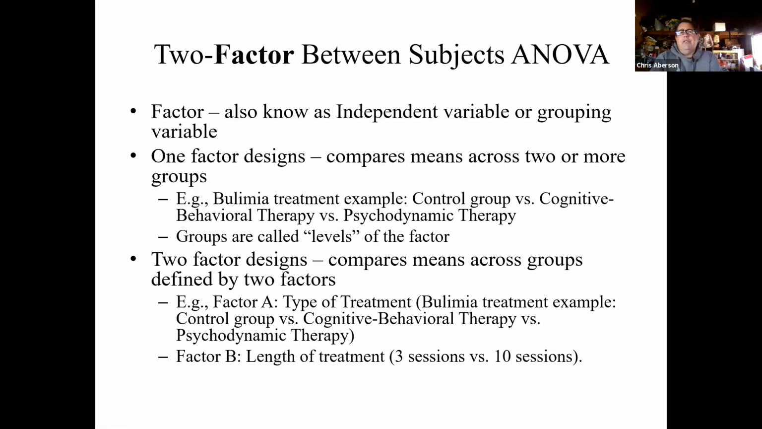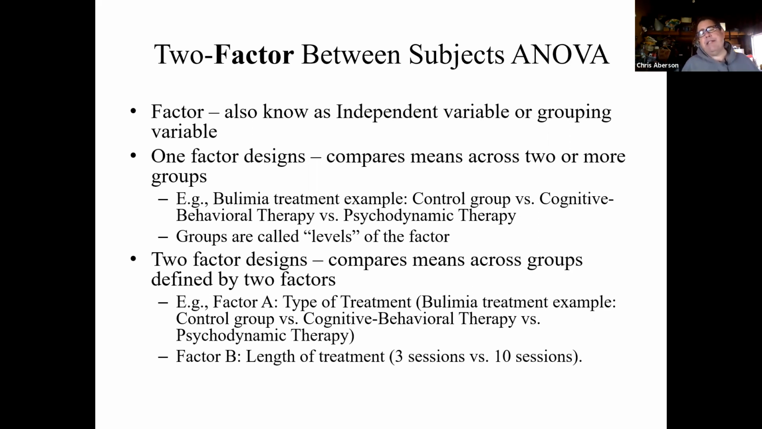All right, so two-factor between subjects variable. Again, the factor, also known as the independent variable or the grouping variable. We've previously looked at one-factor designs where we compare means across two or more groups. And those groups are called the levels of the factor. None of that changes with factorial ANOVA. We're going to deal with factorial ANOVA where we have multiple factors.